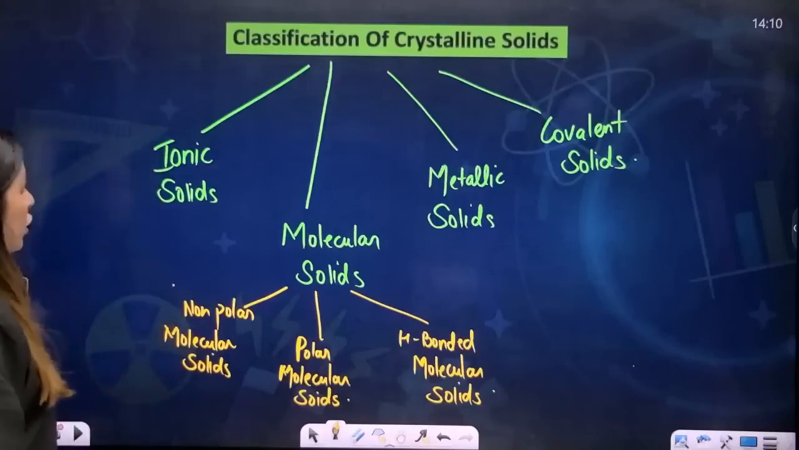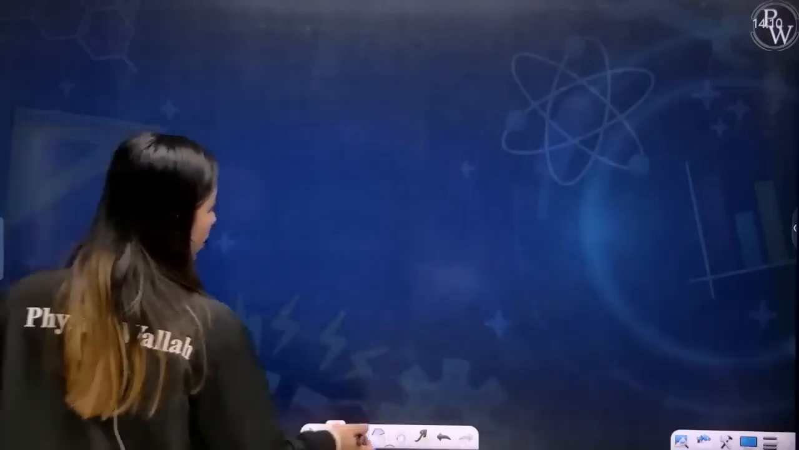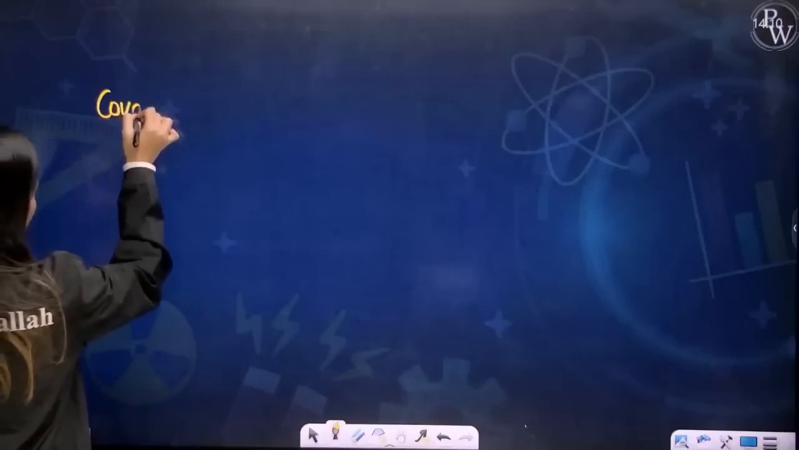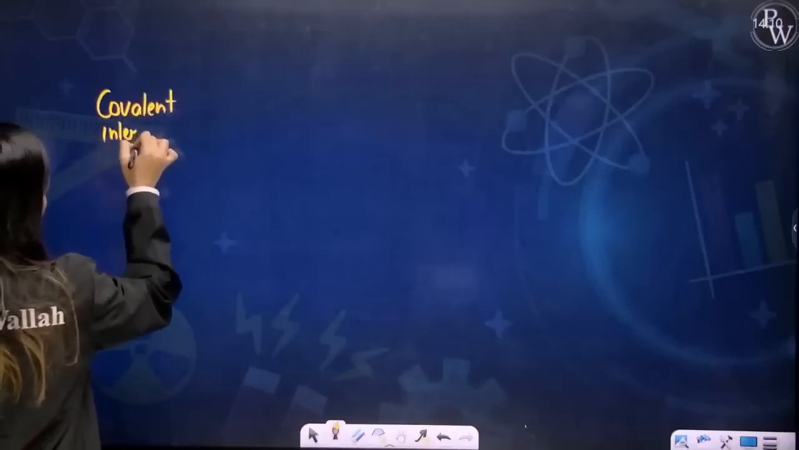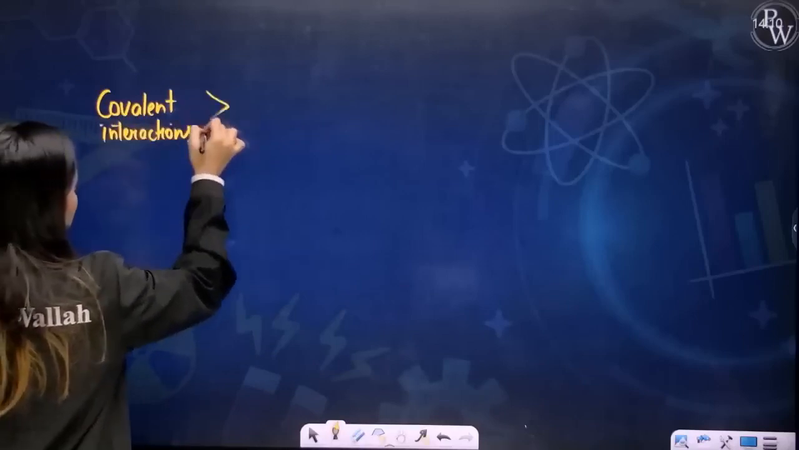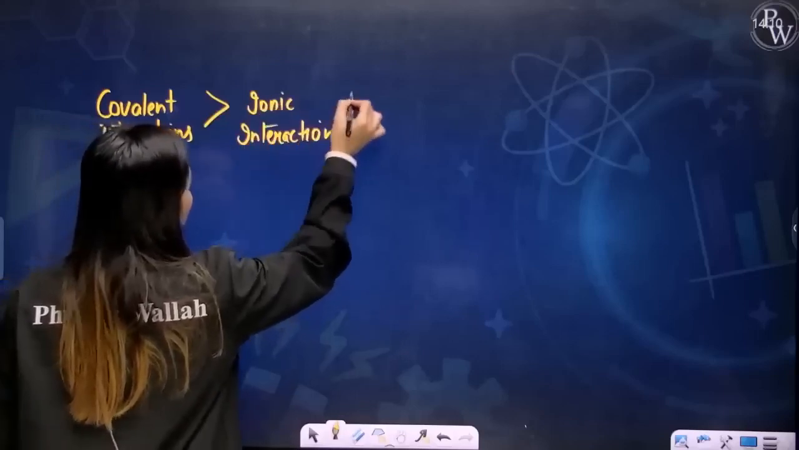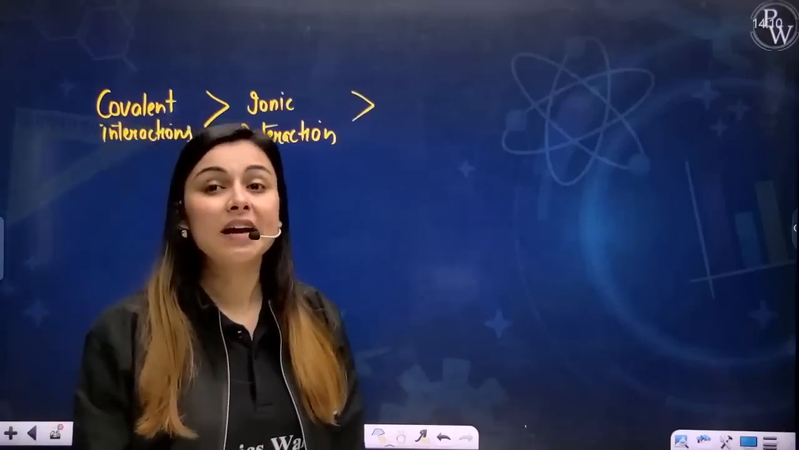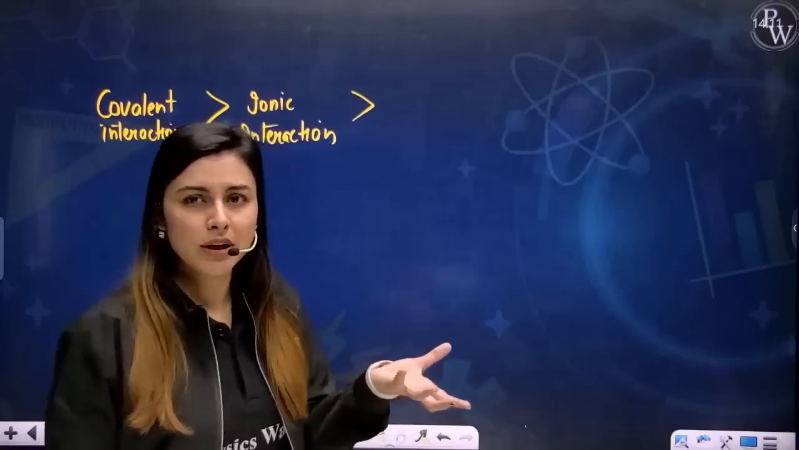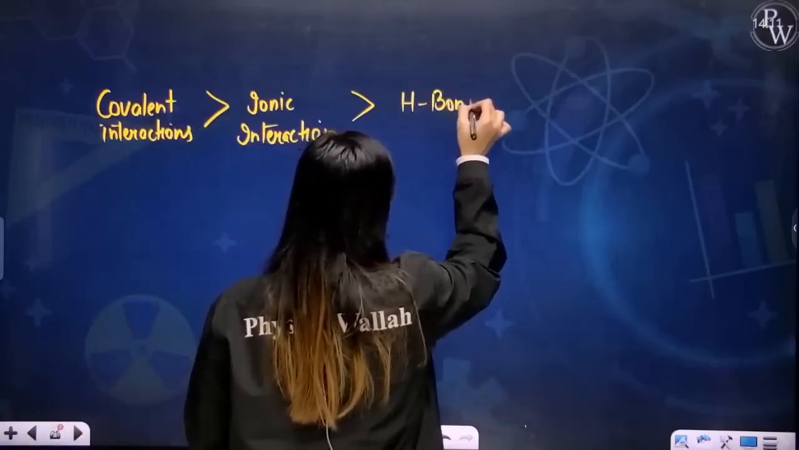Now, my dear students, before this, we need to understand a little bit about the forces of interaction. You might have studied the forces of interaction in your chemical bonding chapter, but you also would have forgotten all of that. I know that. I trust you. So now I'll make you revise those forces of interaction. The strongest force of interaction is covalent bonding. Covalent interactions are the strongest. Then you have ionic interactions, ion-ion interactions. Then you have hydrogen bonding interactions.